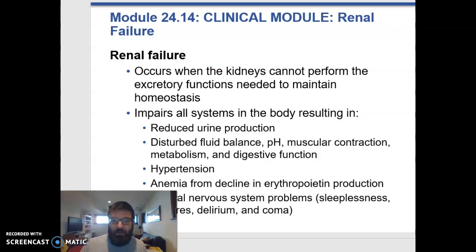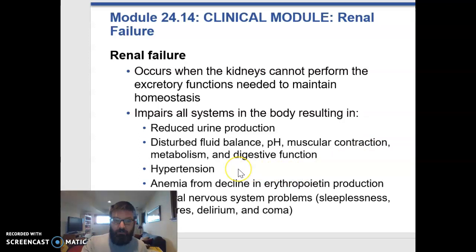If your kidneys cannot perform the functions that we've been talking about, which are necessary to maintain homeostasis inside your body, lots of problems can occur. So starting with reduced urine production, but within your body, you may have disturbed fluid balance, too much or too little fluid. You aren't able to regulate your pH. Your ion concentrations are off, which means, based on all that you learned in Bio 151, your muscle contractions or your neuron action potentials could be thrown off.